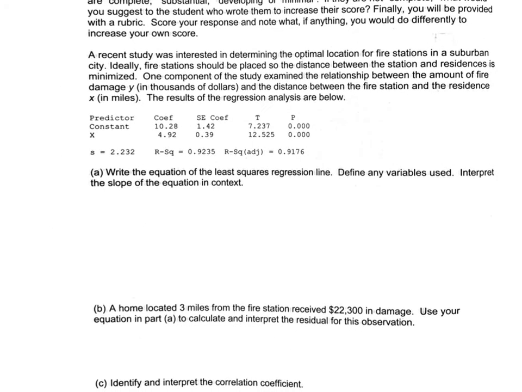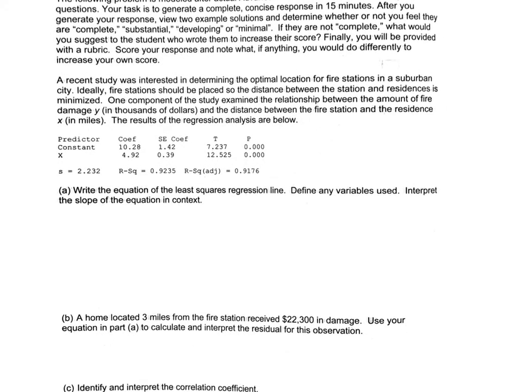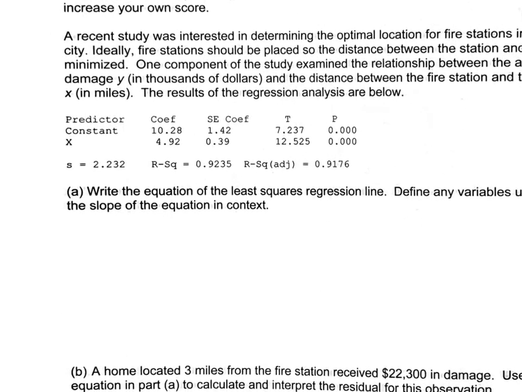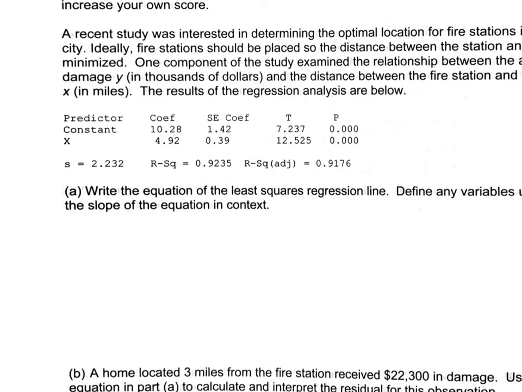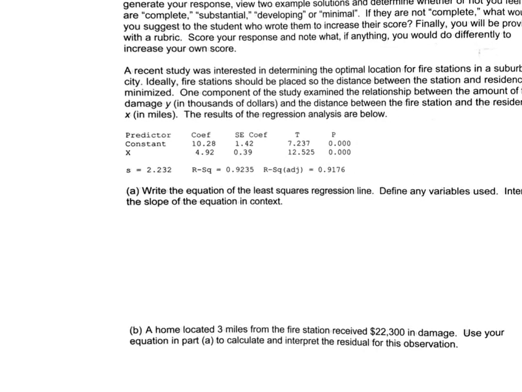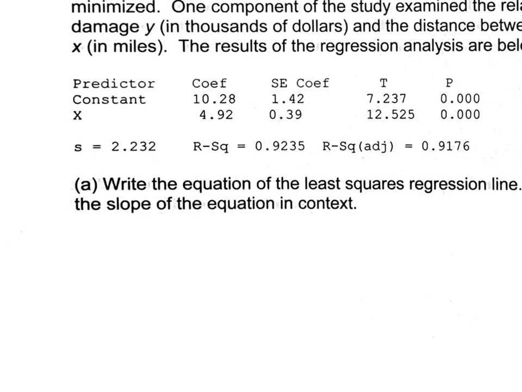So the first one says, write the equation of the least squares regression line, define any variables used, interpret the slope in the equation in context. So it's actually two questions in the one question. Write the equation of the least squares regression line with the definition of variables. So we're going to do that together. Let's do it generically.